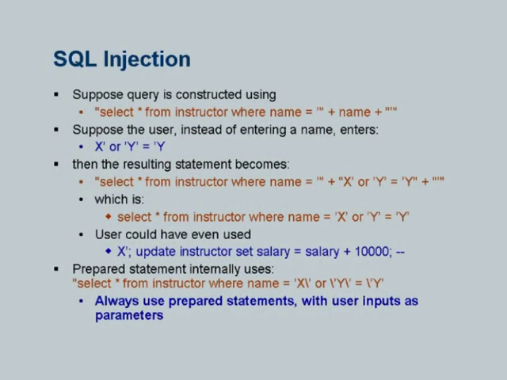Well, here is the horrible part, which is called SQL injection vulnerability. So let's take a simpler query, which is select star from instructor where name equal to single quote, close the string, plus name, plus in double quotes, a single quote. So it's constructing an SQL query with a name input by the user. Supposing the user types the following. Instead of entering a meaningful name, the user enters X quote. This is just from a web application. There is a box to enter a name. So the user types X quote or quote Y quote equal to quote Y quote.